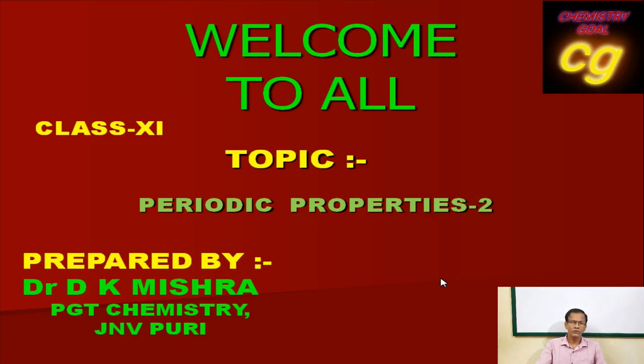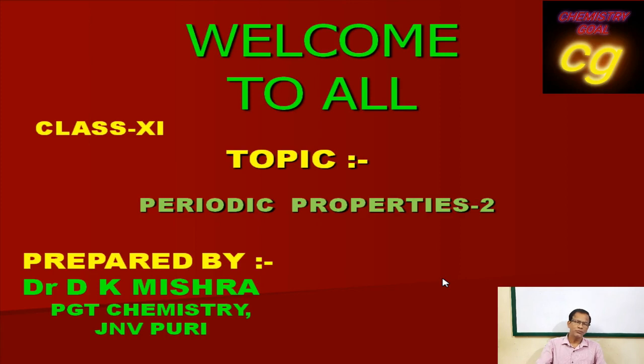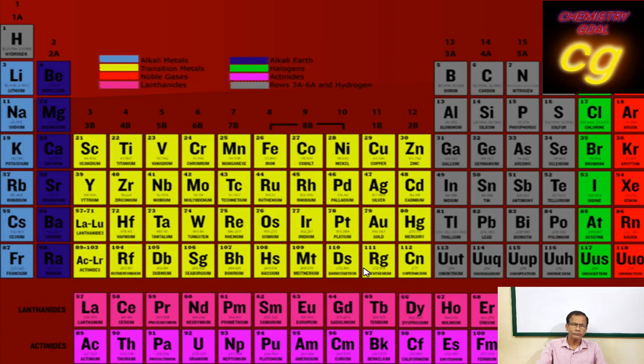Today we are going to discuss the topic that is periodic properties part 2. Already we have discussed some important periodic properties in the last class. So what are the periodic properties? How it changes along the groups and period we will discuss. We know elements are arranged in increasing order of atomic number as per the modern periodic table.